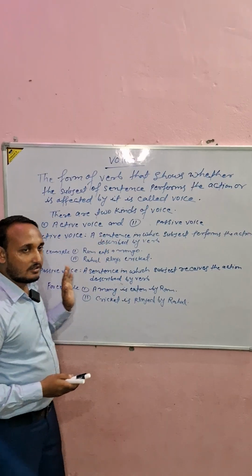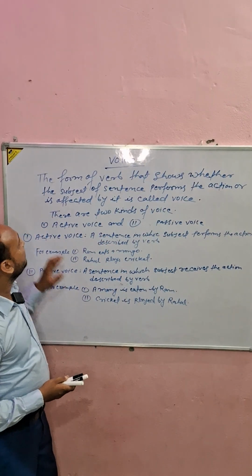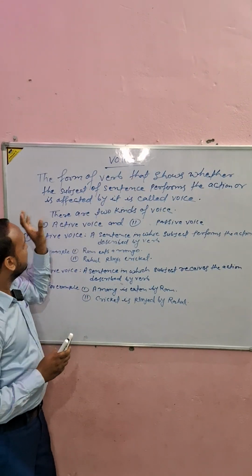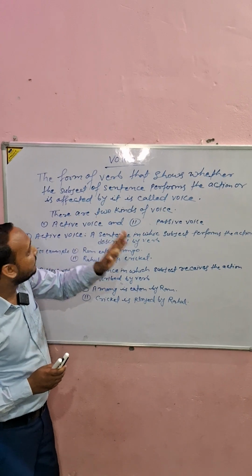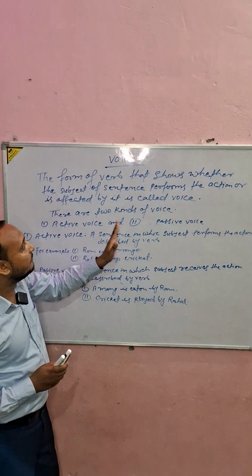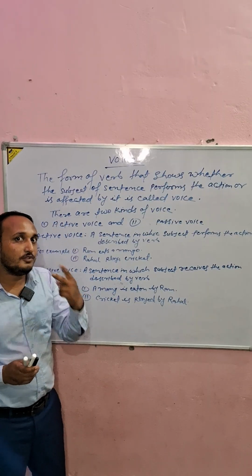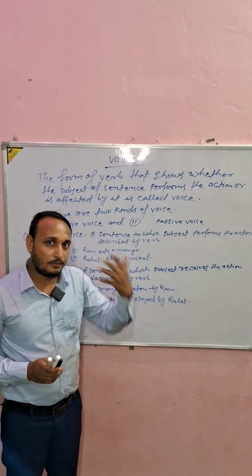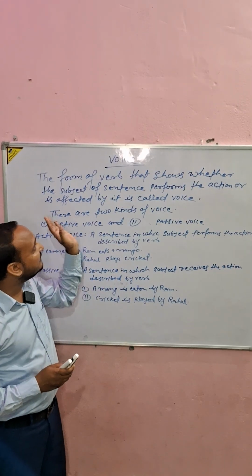So let me explain all the things once again. First, what is voice? The form of a verb that shows whether the subject of a sentence performs the action or is affected by it is called voice. In voice, you have to study two things: the subject is performing something, or the subject is receiving something. That is voice.